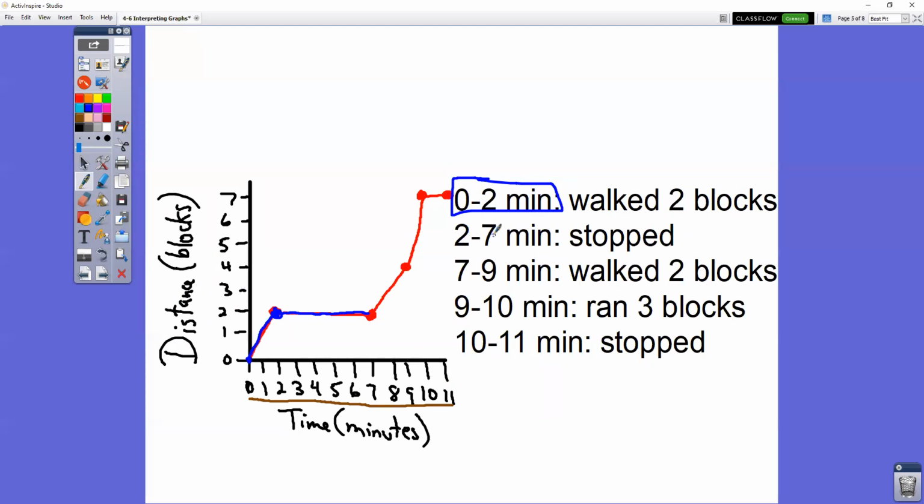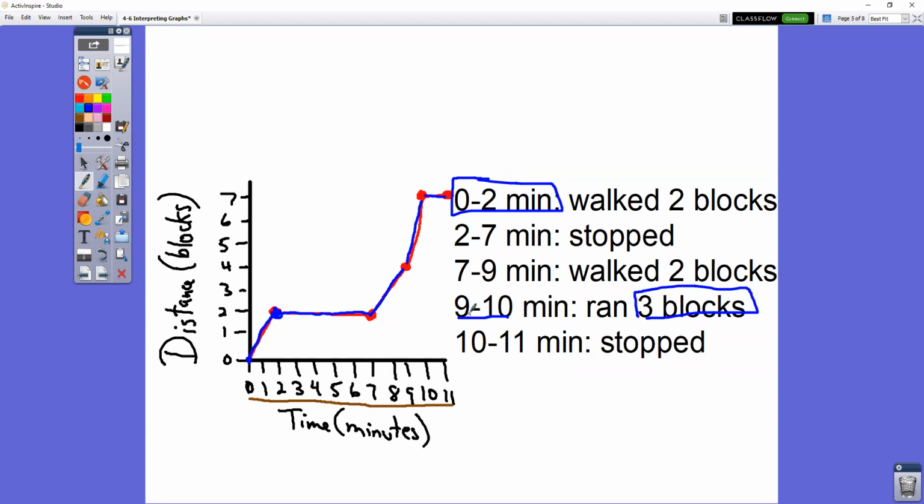He says goodbye to the friend and he starts walking again. He walks for 2 blocks in 2 minutes. All of a sudden, out of the middle of nowhere, a dog starts chasing him. He's scared of the dog, so he runs. He covers 3 blocks in 1 minute. So notice that we have a steeper line here. That's because he was running. He was going faster than when he was walking. The dog stops chasing him. It turns the other way. And so he stops to rest for a minute.